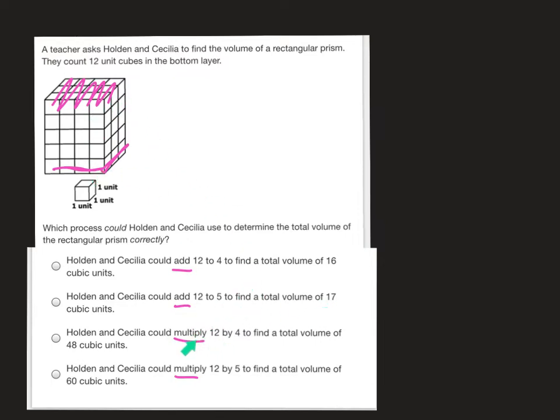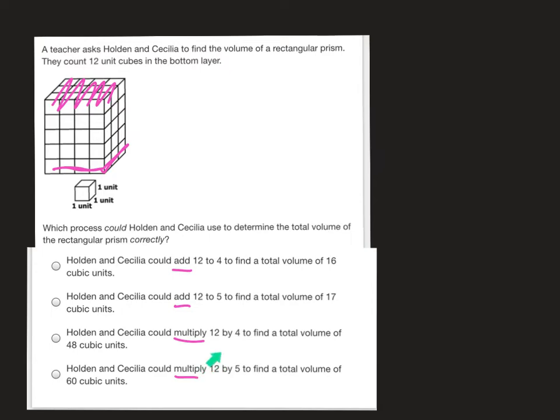No. So our answer right here, multiply 12 by 4. Well, we have 12 on top, but we got to see how many layers do we have. We've got 1, 2, 3, 4, 5. So it wouldn't make any sense to multiply just by 4. We need to be multiplying by 5 because that's how many layers there are.